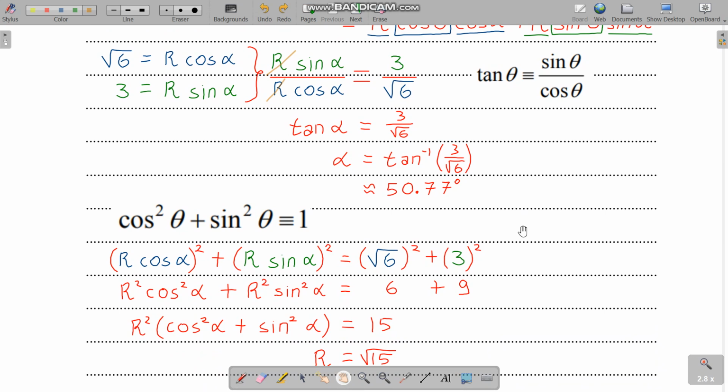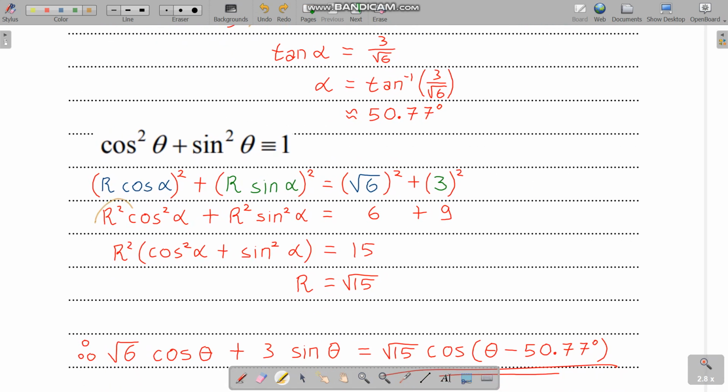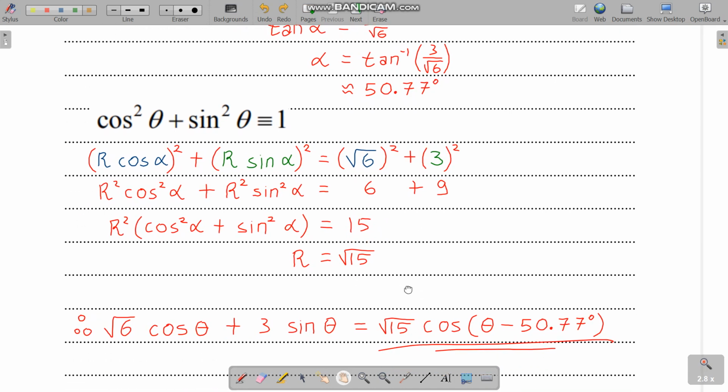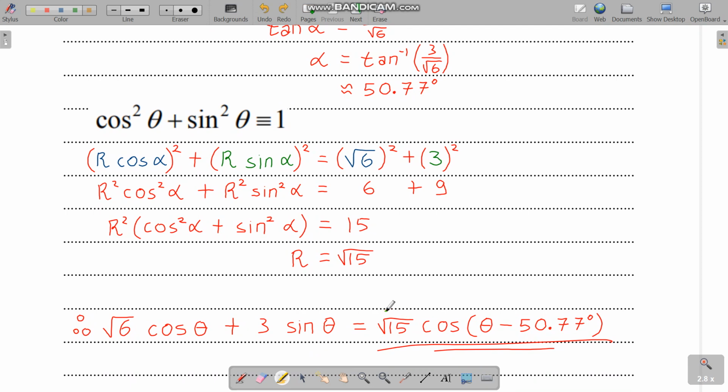And because we have this formula in MF19, the Pythagorean identity, cos squared plus sin squared equals 1, we square r cos alpha and r sin alpha, so root 6 and 3, and we add them. After we open up the brackets and factor out r squared, we get cos squared plus sin squared, which is 1. So the r is just the square root of 15. In conclusion, the r is root 15, the alpha is 50.77 degrees.